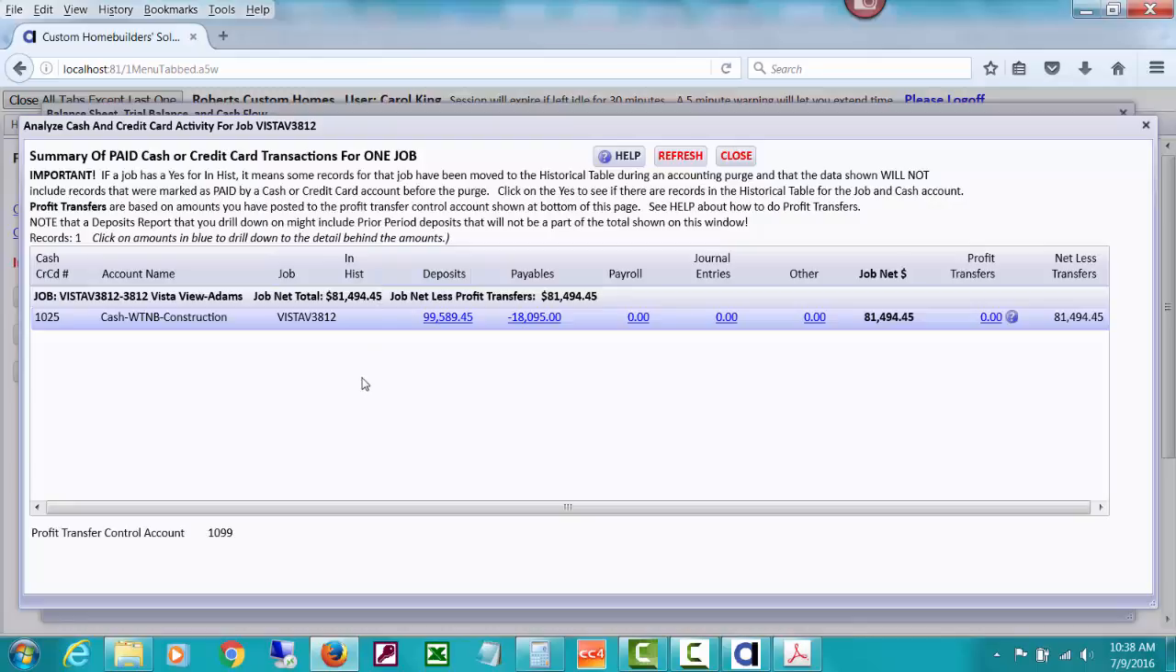So what you need to realize is this amount, $81,494.45, can be a little different than your cash flow statement. This is actually just an analysis of the cash accounts, not all of the GL accounts. It just goes through all your books, finds all the entries paid out of the cash account or deposits entered to the cash account. So sometimes it might be a little different. A lot of times it might be the same.